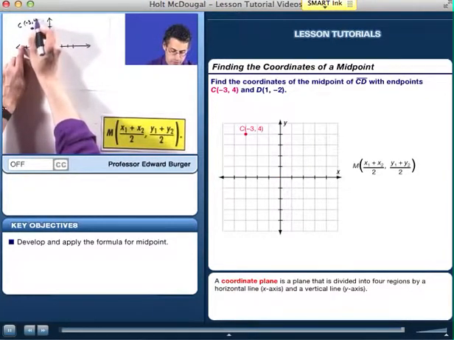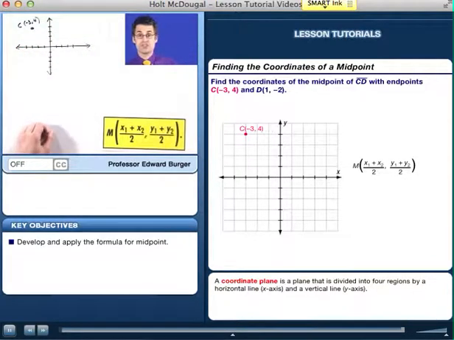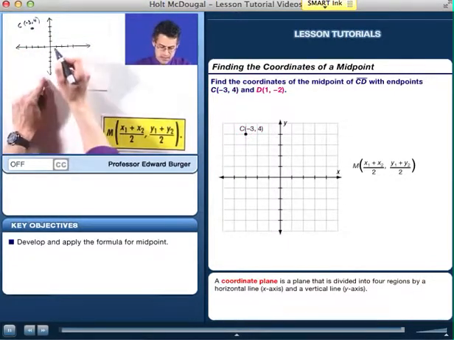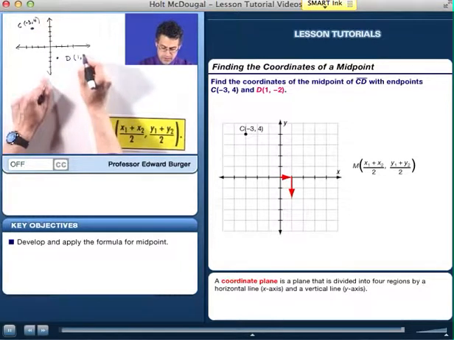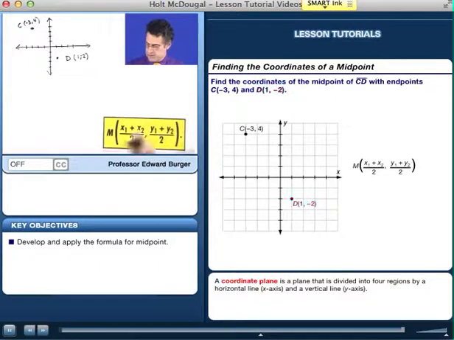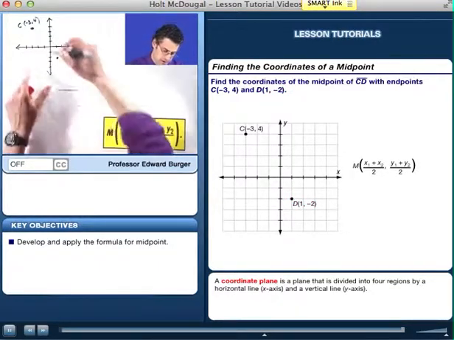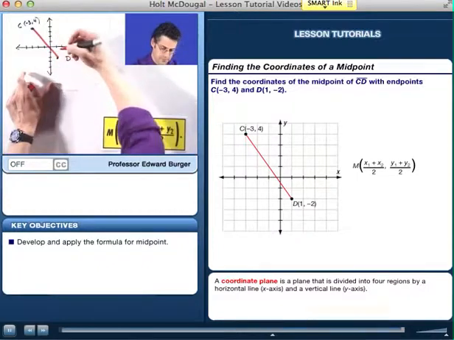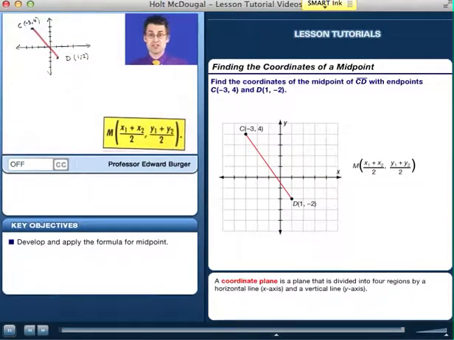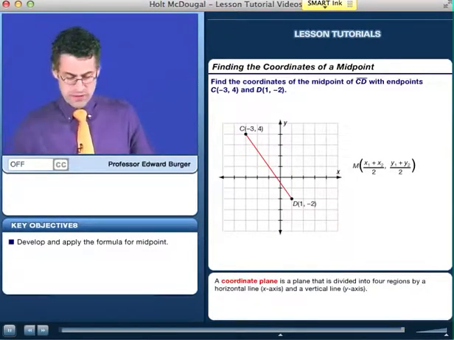-3, 4. Now, where's D? D is at 1, comma, -2. So 1, comma, -2. There's D. 1, -2. So can you see the line segment? It's right here. All right, and now our mission is to locate the coordinates for the midpoint.